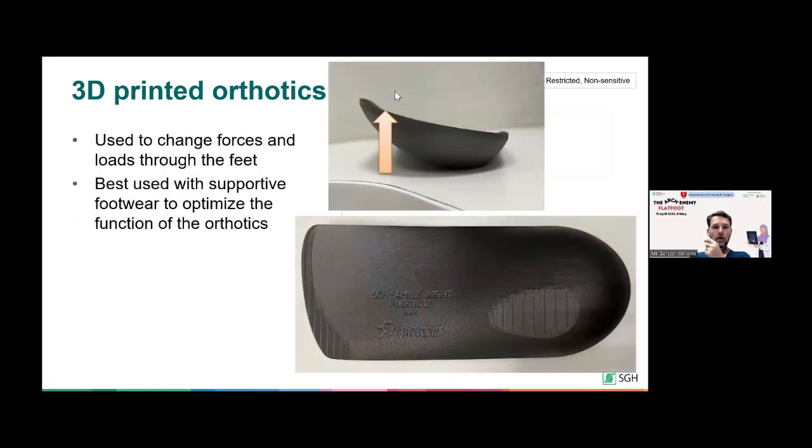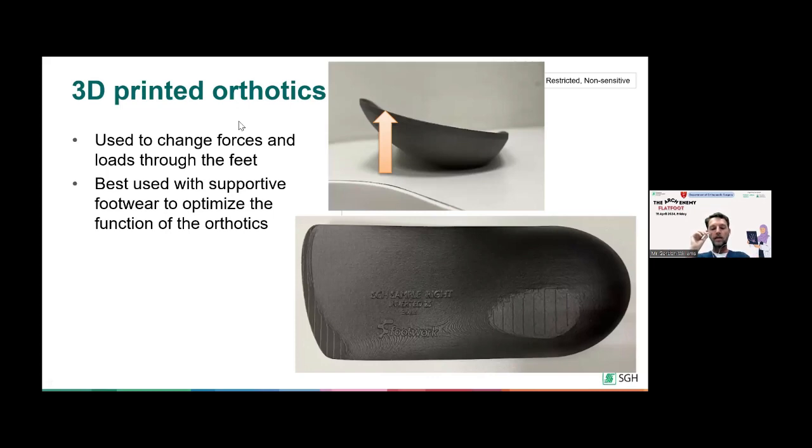Okay, so here we've got a couple of images of 3D printed orthotics. The top photo is the view from behind, and the bottom photo is the view from below. Now, as you can see from the orange arrow, so this is placed flat on a desk, this device is going to exert an upward force over the medial or the inside of the foot, and this is to support and offload the structures passing through and above this area.